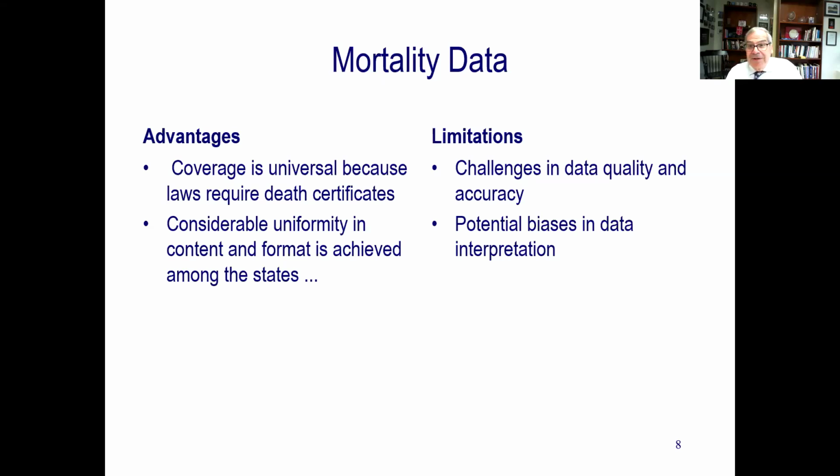The challenge, though, is data quality: the accuracy of the cause of death. Is that really the cause? There's most often no autopsy data, and other types of characteristics. Is this the actual cause of death? These are issues that we have as a limitation, things you already know. And then also the biases in that data interpretation.